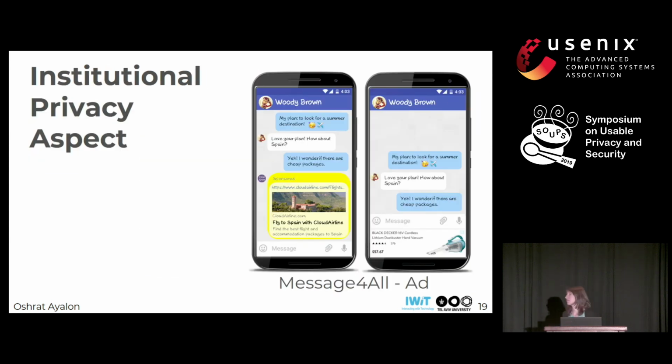I would also like to give an example of an institutional case. So in this case, you see it's a chat app, and we have ads in both of the cases. The chat is about flying to Spain, and on the left you see the intrusive design, in which it can be understood that the application reads the chat, because the chat is about flying to Spain, and so is the ad. And on the right you see the respectful design, in which you can see an ad, but it has nothing to do with flying to Spain.